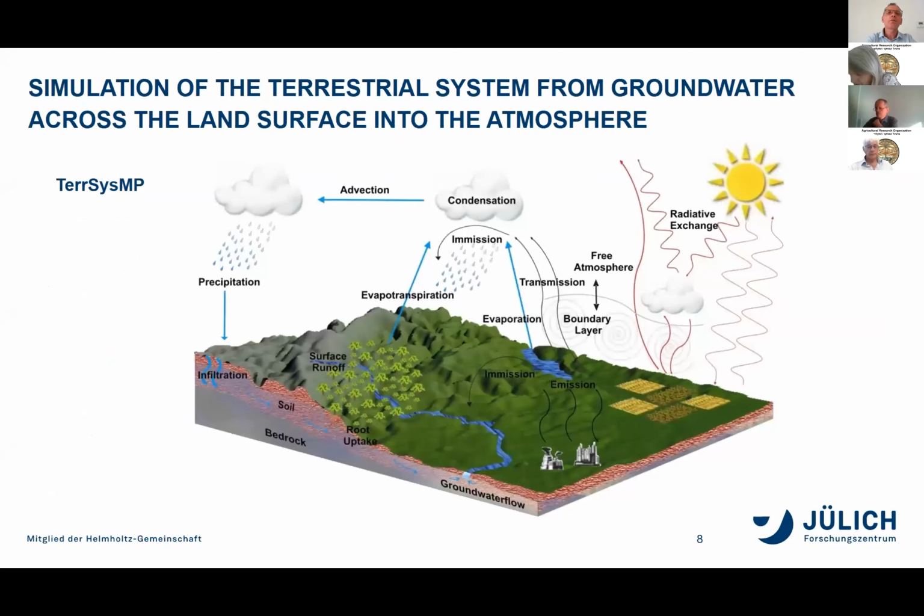At the larger scale, we are developing and running in Jülich an entire holistic terrestrial system model, the TSMP model, which simulates the terrestrial system from the bedrock over the groundwater, the soil, the vegetation into the atmosphere in a fully coupled way. The system is implemented on the supercomputing infrastructure in Jülich, and we can simulate the system from the catchment scale up to the continental scale with high spatial resolution.